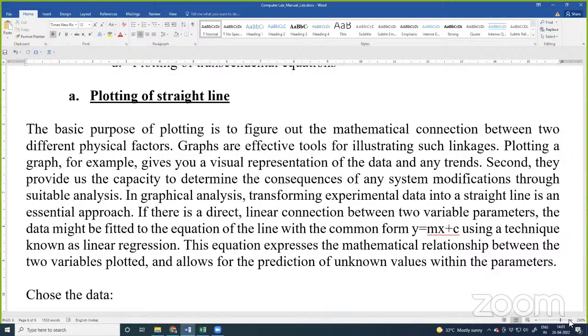the data might be fitted into the equation of a line with the common form y = mx + c, using a technique known as linear regression. The line which fits is known as a straight line. How can you connect a straight line? To draw a straight line, it requires a minimum of two data points.